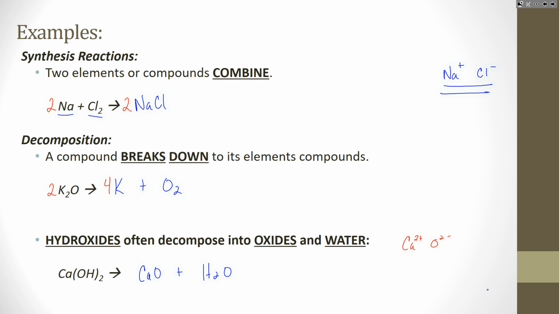So now we have to look back and double check our balancing. We got 1 calcium, 1 calcium, 2 hydrogens, 2 hydrogens, 2 oxygens, 2 oxygens. So we are balanced. That would be an example of a common decomposition reaction.